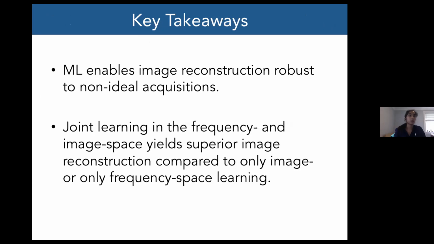So the key takeaways from all of this are that first, just in general, machine learning is able to allow us to do image reconstruction that's robust to a variety of non-idealities in acquisition. And second, the takeaway that's kind of the salient point from my work is that if we try to use machine learning in a joint sense, so if we apply it both in the frequency space and the image space, this yields superior results for image reconstruction when we compare to just image space learning or just frequency space learning.